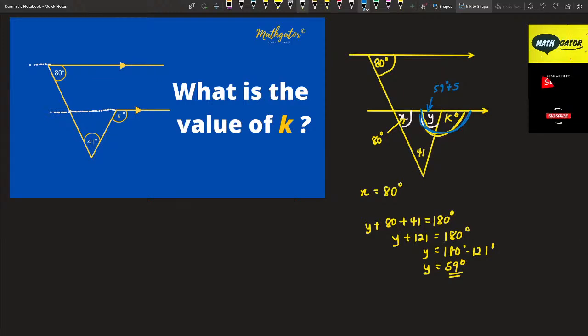So it means that 59 plus what? Sorry, let me clean this. 59 plus what? K should give us 180 degrees. So let me bring that calculation to the side of the board. So we have 59 degrees plus what? K equals 180 degrees. Why? Because K and 59 are supplementary angles. So from the look of things, who can tell me the value of K even without solving? What will be the value of K?